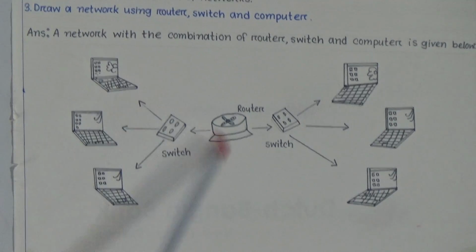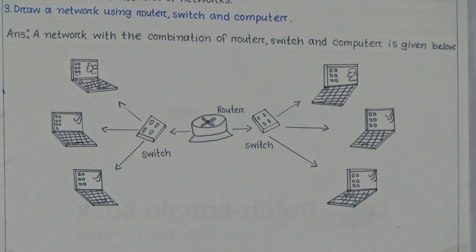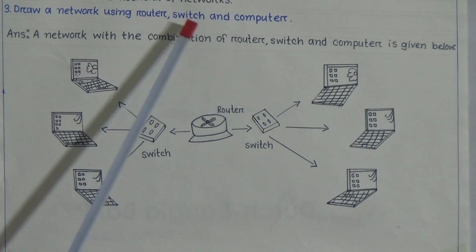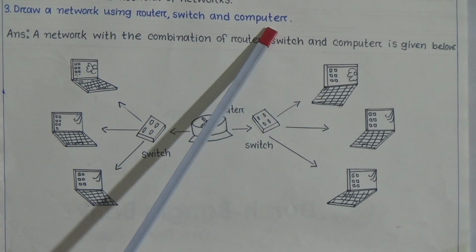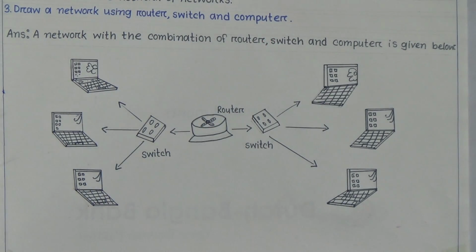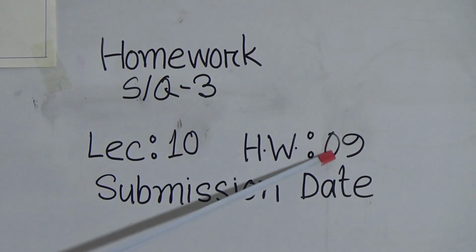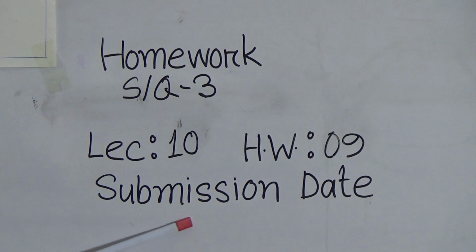Question number 3 will be your homework. Your homework will be short question 3: draw a network using router, switch and computer. Students, don't forget to write the lecture number and homework number with the submission date. Lecture number is 10 and homework number is 9. The submission date will be Sunday, because every Sunday you have to submit your SW copies.